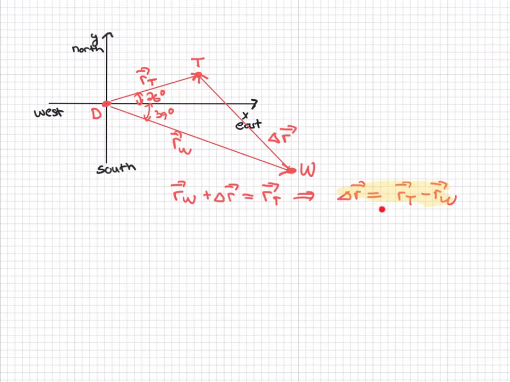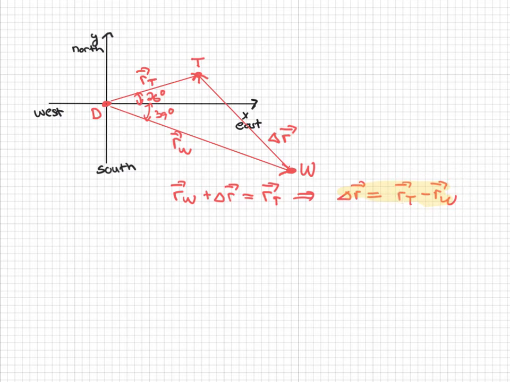So how are we going to do that? If I really want to come up with a numerical answer, I have to subtract two vectors. And the best strategy for coming up with numerical answers when you're adding or subtracting vectors is to represent each of the vectors in Cartesian coordinates, or in other words, in terms of unit vectors i hat and j hat.